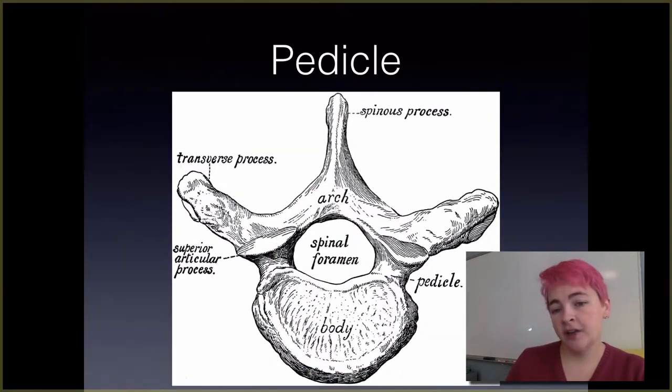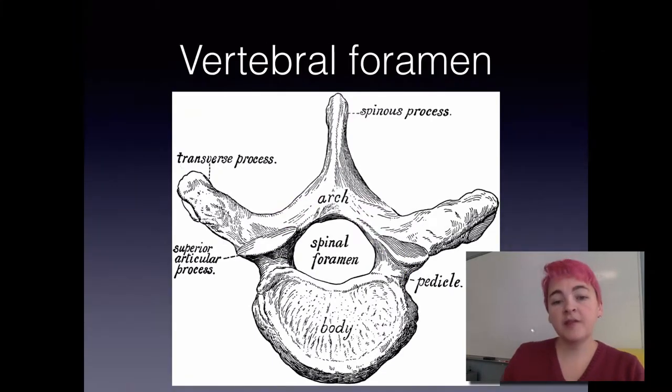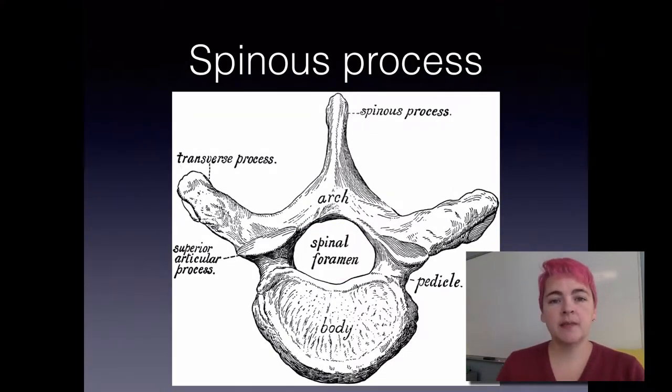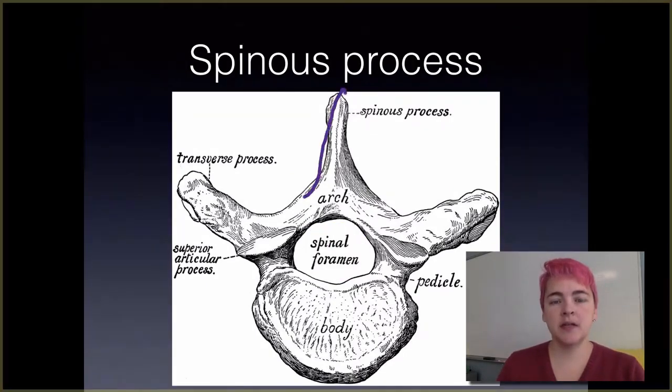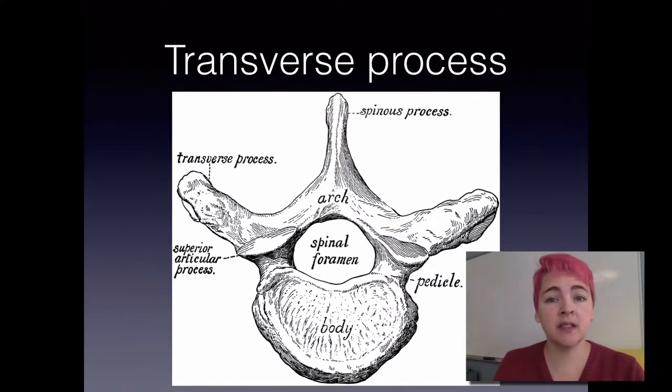The legs of the arch are called the pedicles. Pedicle would be here and here. And the top of the arch is the laminae, which would be here and here. The vertebral foramen is here in the center. The spinous process is the part that sticks out here. This is the part of the vertebrae that you can see going down your back, all those little bumps. That would be the spinous process.